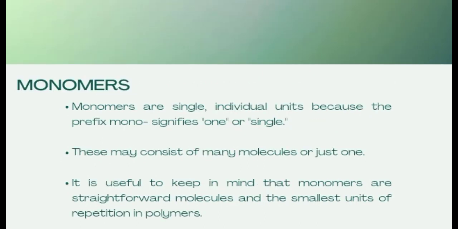Monomers. Monomers are single individual units because the prefix mono signifies one or single. This may consist of many molecules or just one. It is useful to keep in mind that monomers are straightforward molecules and the smallest unit of repetition in polymers. This can be seen everywhere as well, but in direct products such as glucose, because glucose is a sugar. Examples of monomers include glucose, amino acids, and nucleotides.